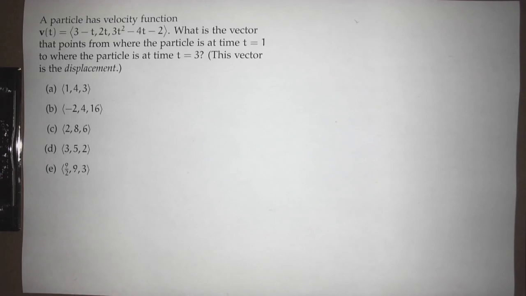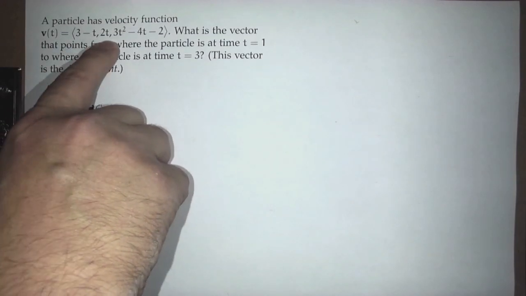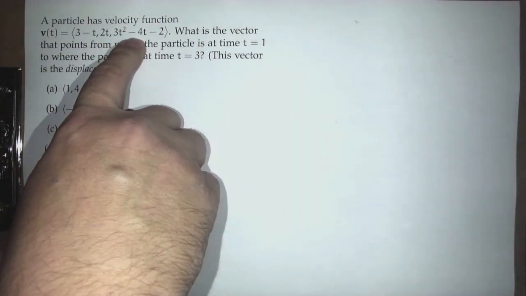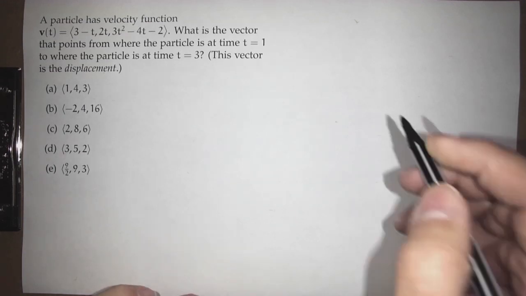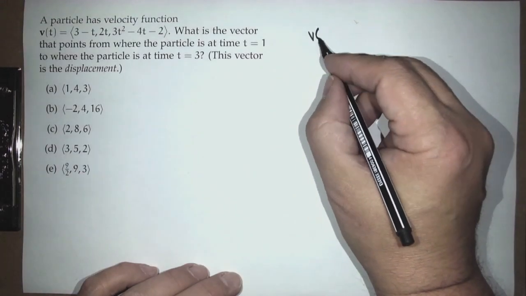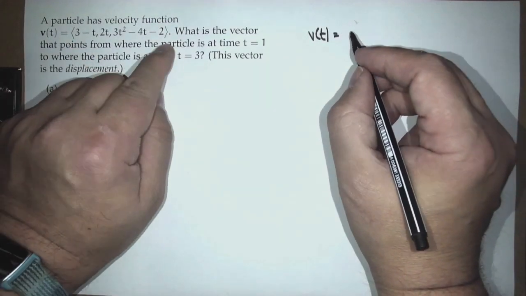A particle has a velocity function, and it gives us our velocity function. We have it in component form: 3 minus t, 2t, 3t squared minus 4t minus 2. And I should note, I do tend to overuse component form. They don't always do that. Not everybody does that. I haven't looked at the exam recently, but it might be the case that they may not write it in this form.